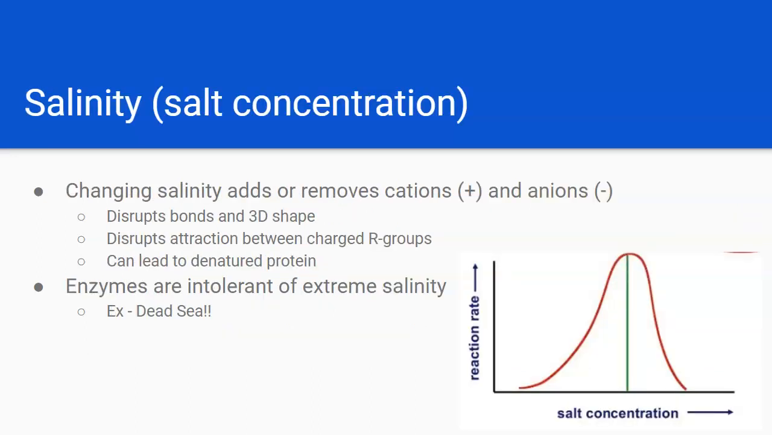Next, we have salinity, salt concentration. Similar format: changing salinity adds or removes cations and anions, so positively charged things and negatively charged things. Pretty much exactly like pH, you're changing the structure. By moving charged things around, you are changing the structure of the enzyme and therefore potentially changing the function. Enzymes do not like extreme salt. The Dead Sea, for example, is called the Dead Sea for a very specific reason. Even enzymes don't like to work there.